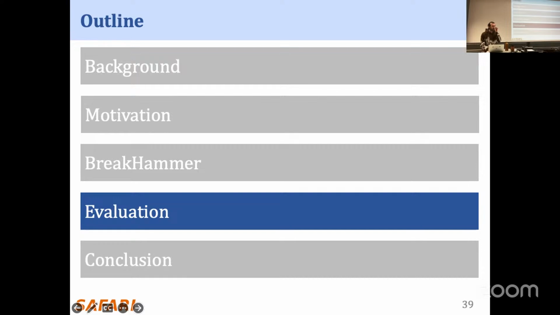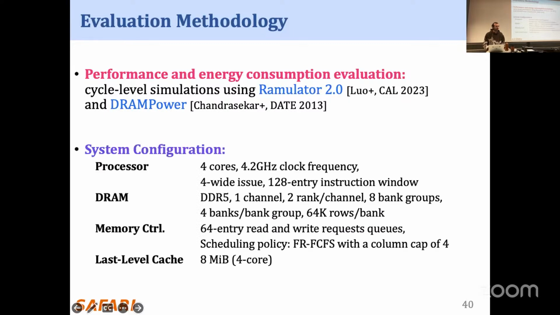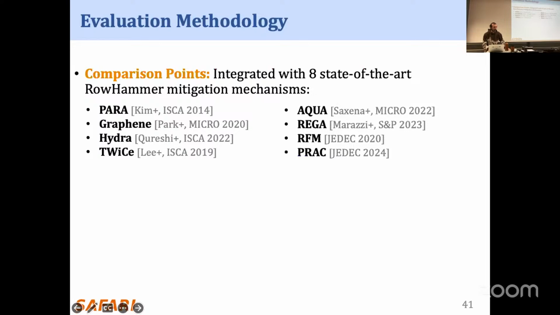Okay, I'll continue with the evaluation. We evaluate performance and energy of BreakHammer using Ramulator 2.0 integrated with DRAMPower. We evaluate a realistic 4-core system with a DDR5 module that has 2 ranks and 64 banks in total. As I mentioned earlier, we integrate BreakHammer with 8 state-of-the-art RowHammer mitigation mechanisms and compare BreakHammer-paired versions of these mechanisms to their baseline versions.